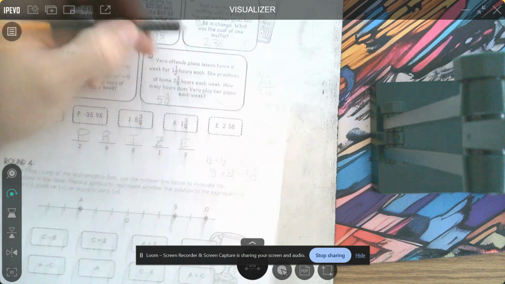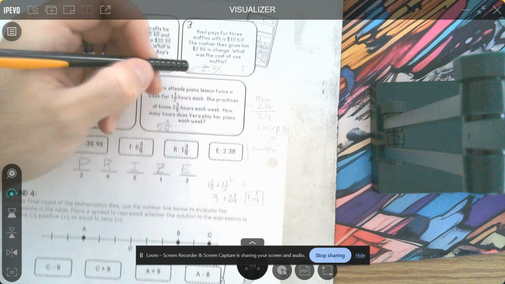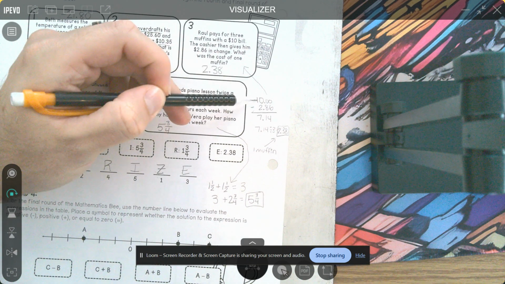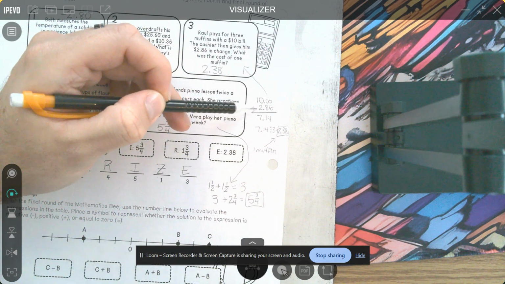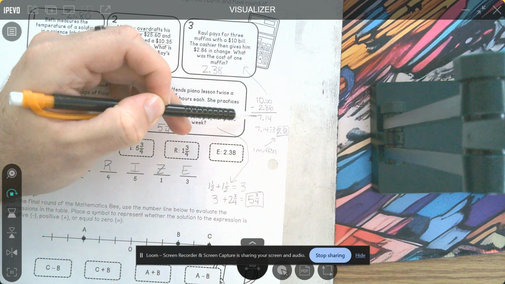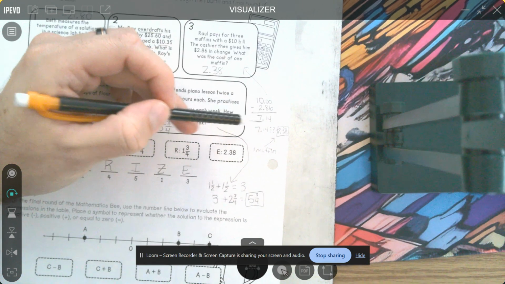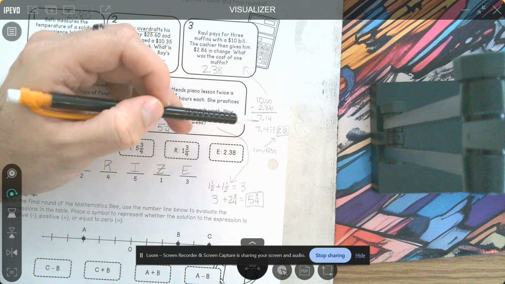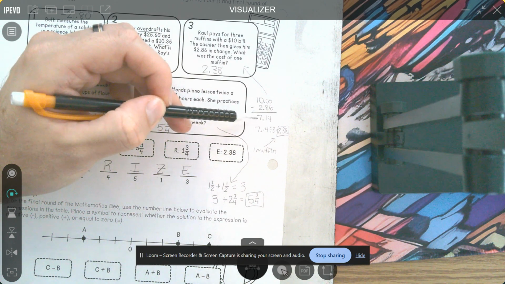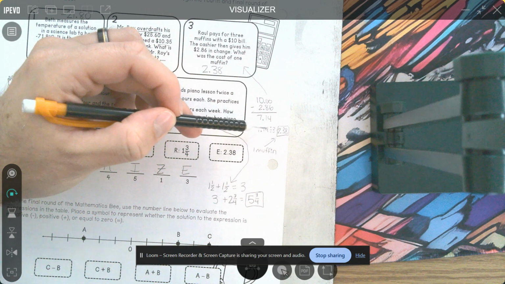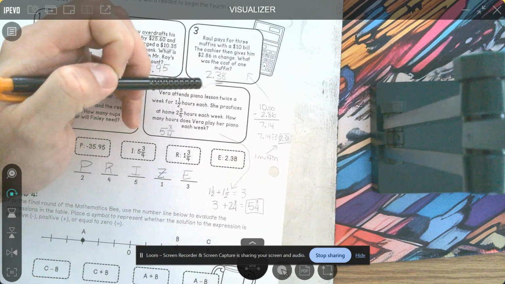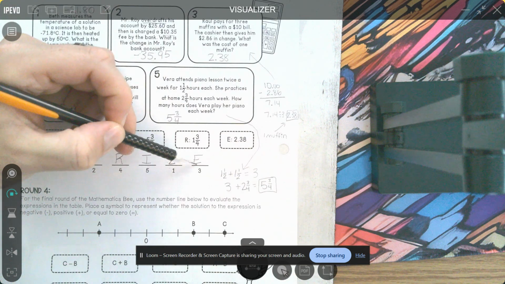Number 3 was a little challenging. Let's see if you got it. To find the price for one muffin, you should have subtracted the change from the 10. You get $7.14. This is how much all 3 muffins cost. But you know how division works. You've got to divide to find the cost for one muffin. 7.14 divided by 3 is $2.38. So that's how much one muffin cost. So that means an E goes above 3.